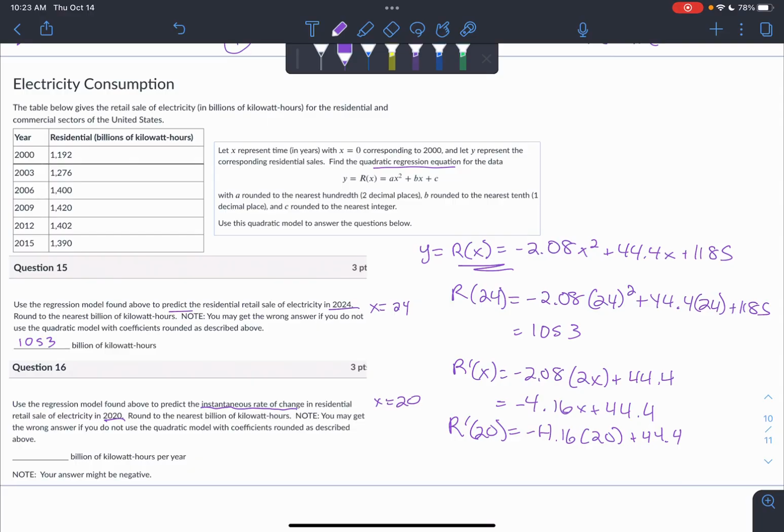And this, I believe, comes out to be negative 39. So it's okay that it's negative, because this is a rate of change, and the negative actually tells us that the sale is decreasing. And it actually says, don't worry if your answer is negative. All right, so that sums up chapter 9, part 1. And I guess I'll see you at the next video for chapter 9, part 2.